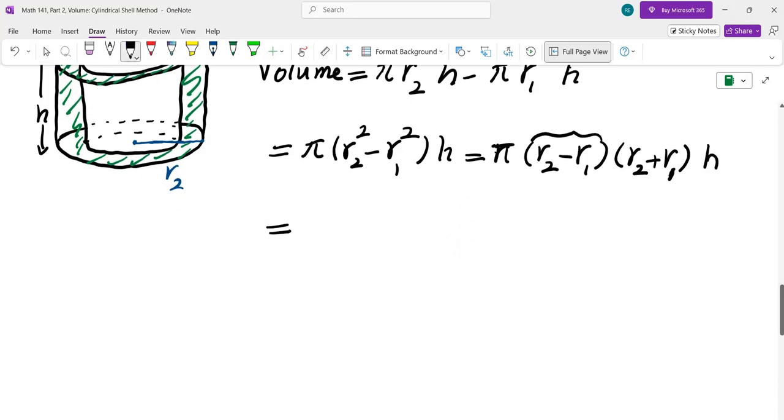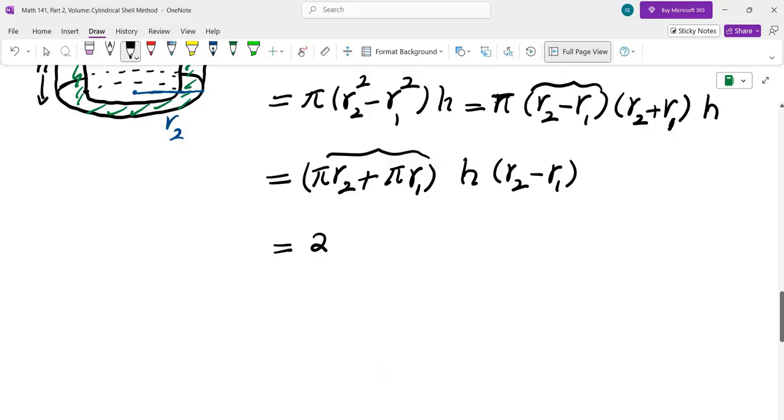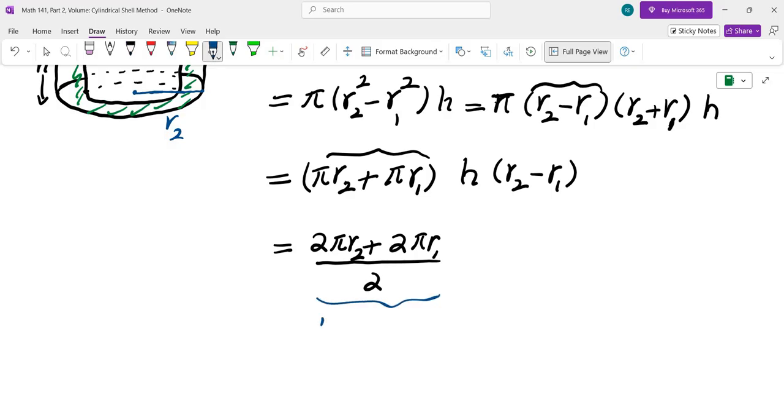Now this is basically delta r. So I'll put that at the end, r2 minus r1. And I'm going to write this down as pi r2 plus pi r1 and then h. Now notice that this guy is basically the circumference. So we can write this down as 2 pi r2 plus 2 pi r1 over 2. So what is this? This is average circumference. So it's average circumference of the outer circle and the inner circle.